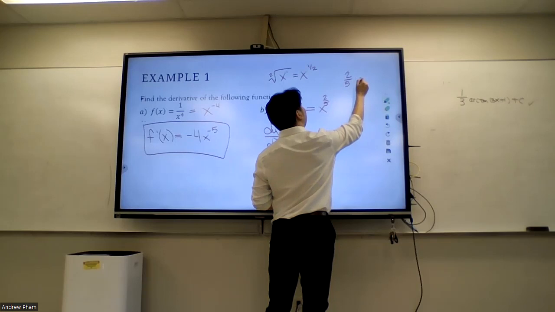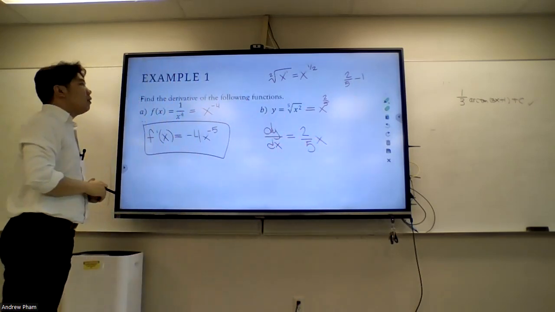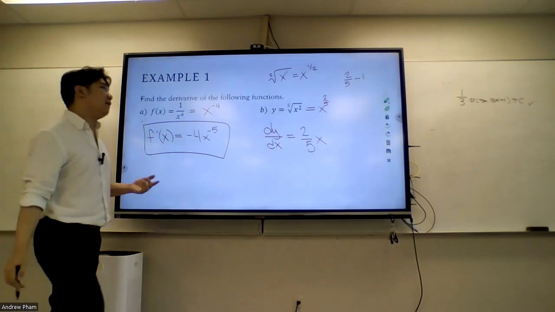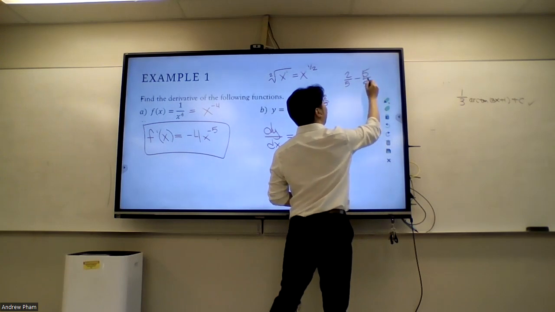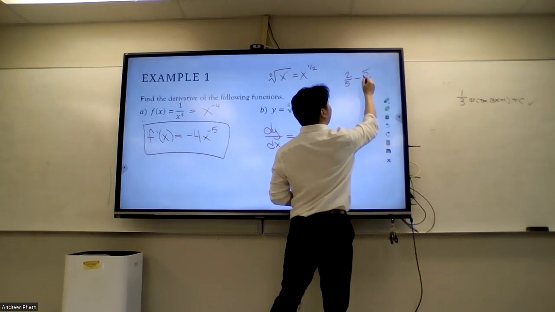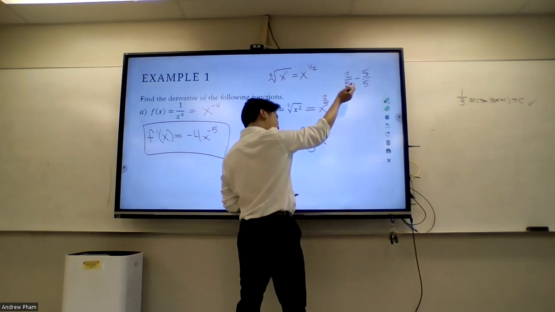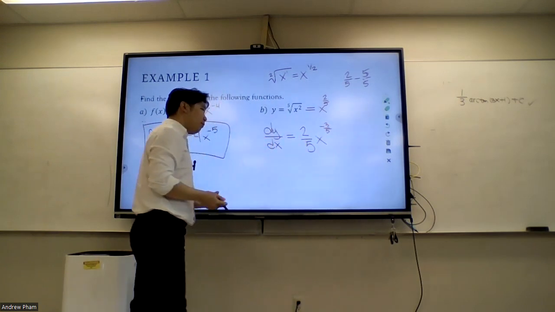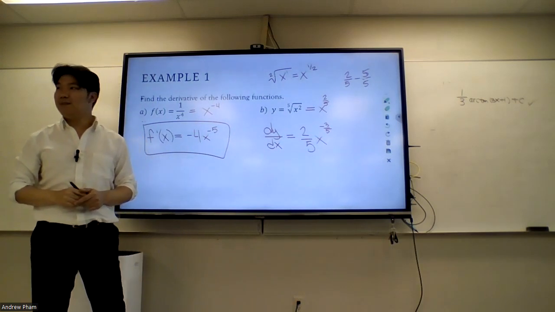2/5 minus 1. Well, we know that 1 is like 5 over 5. So if I do this straightforwardly, 2 minus 5, I get negative 3/5. And then I'm done. I've applied the power rule and I found the derivative.